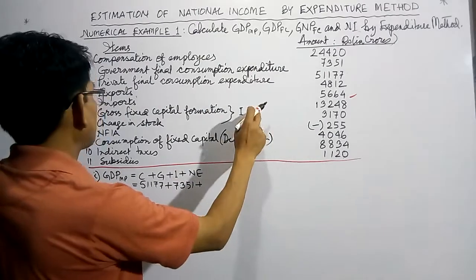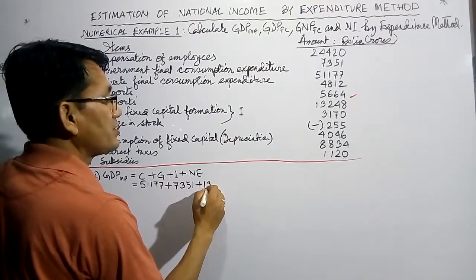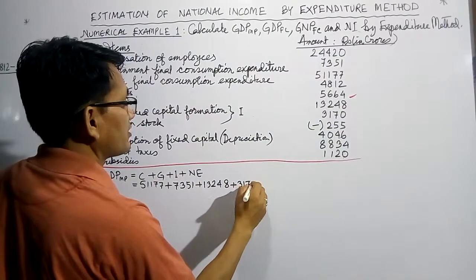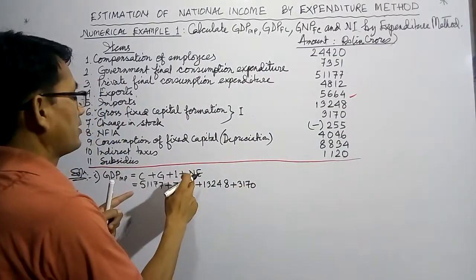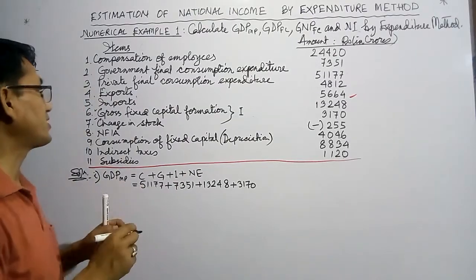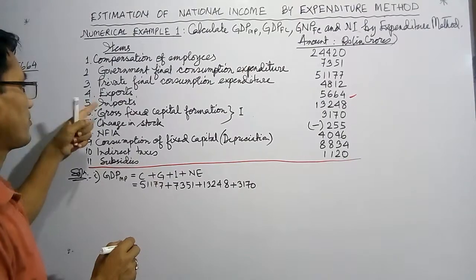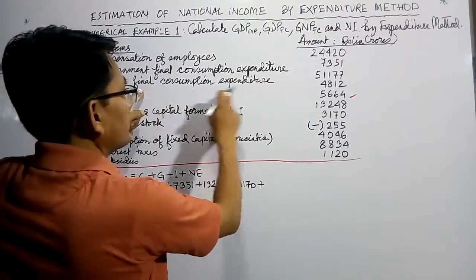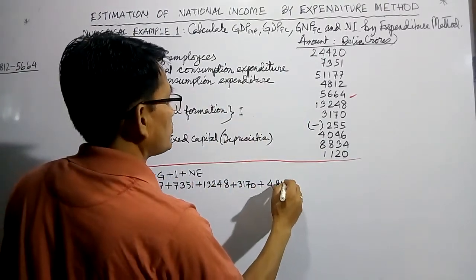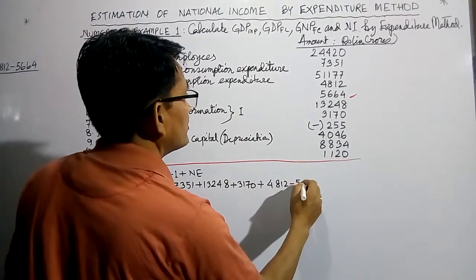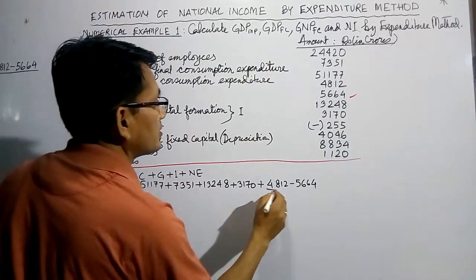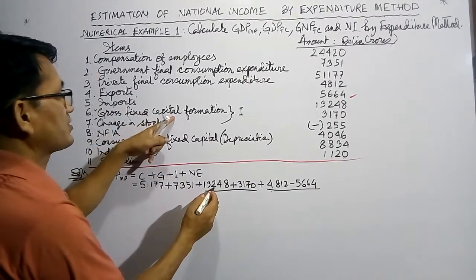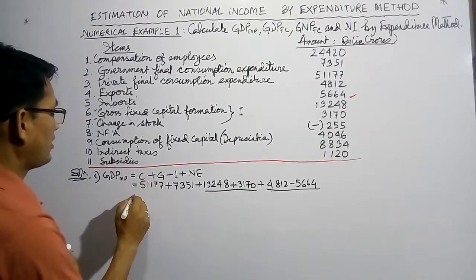So let us add up 13,248 plus change in stock, that is 3,170. Then we have net export. Net export is the difference between export and import, that is export minus import. Export is 4,812 minus import 5,664. This is the net export, and I is given by gross fixed capital formation and change in stock. Let us add up.